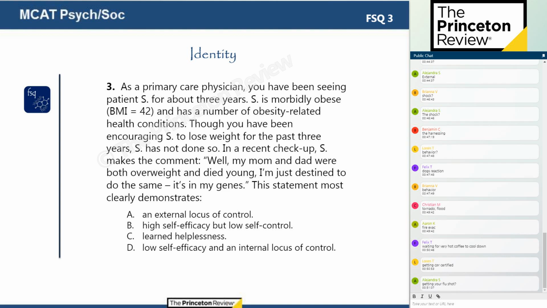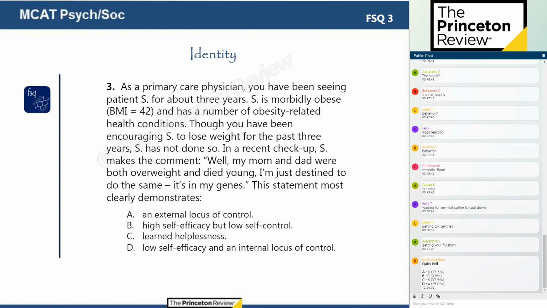This is always an interesting one. I am about to go ahead and publish our results. And we're kind of all over the place on this one. So let's take it point by point.